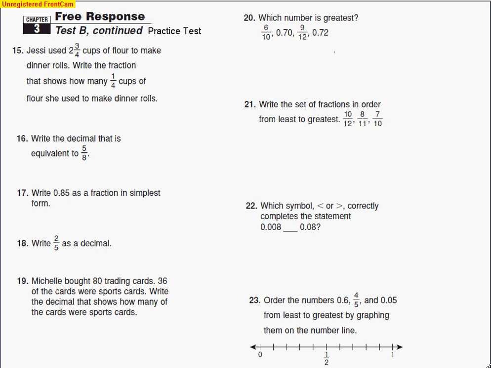This is part 2 of the Free Response Test B practice test for Chapter 5.